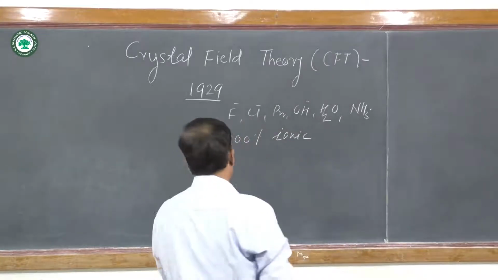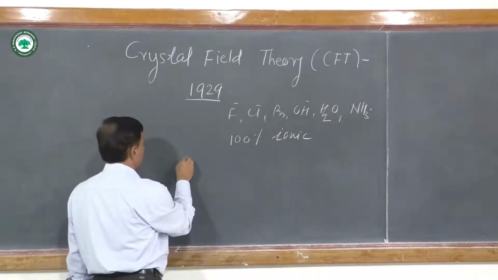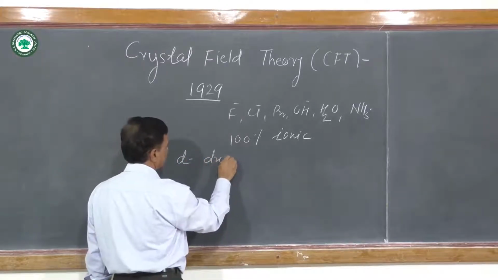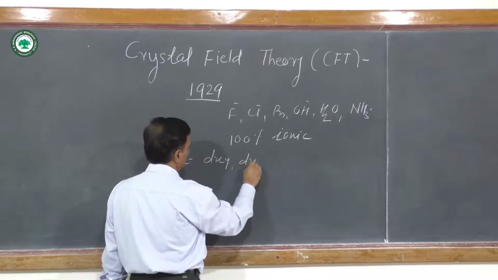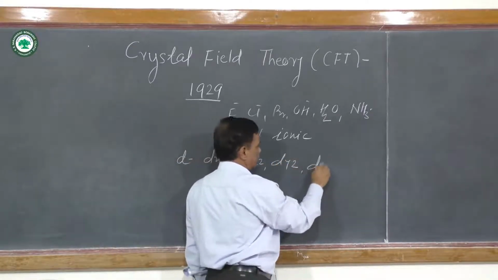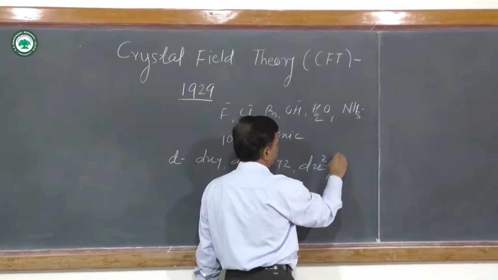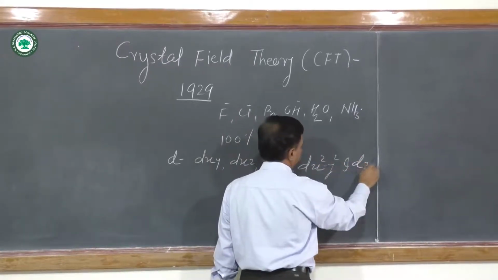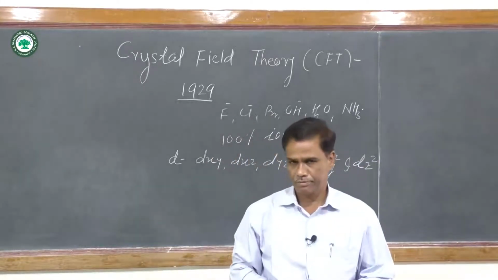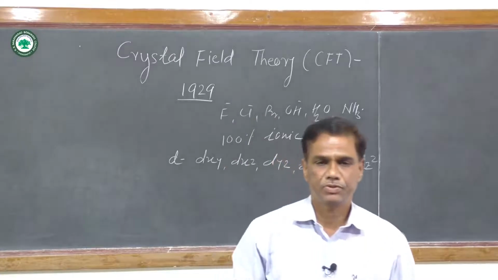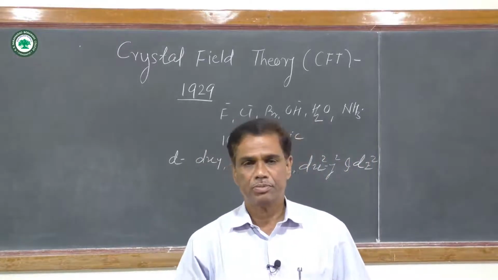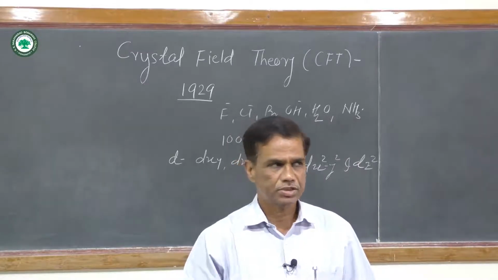Here there is use of d orbitals, and there are 5 d orbitals. These 5 d orbitals are represented as dxy, then dxz, then dyz, then dx square minus y square and dz square. These are the 5 types of d orbitals. First one is dxy, second dxz, third dyz, then dx square minus y square and dz square.